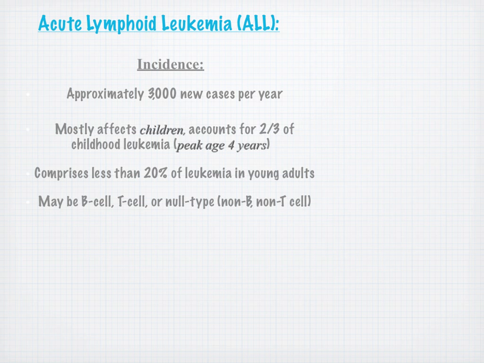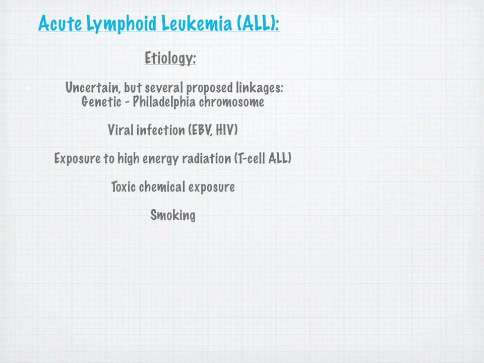So here we are, now we're on ALL, approximately 3,000 new cases a year. And these mostly affect children. So 2/3 of childhood leukemias are ALL. And this peaks at age 4, and that comprises less than 20% of the young adult leukemias. So we're looking at 2/3 in children and less than 20% in young adults. Maybe B-cell, T-cell, or the non-B, non-T, which is called the null type.